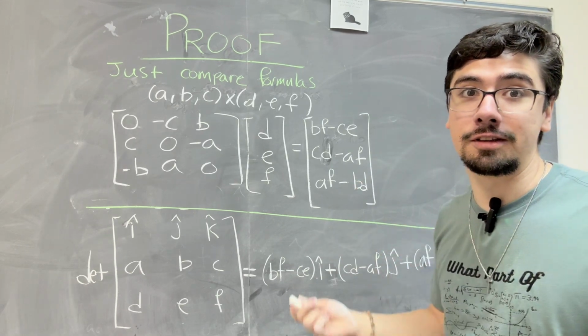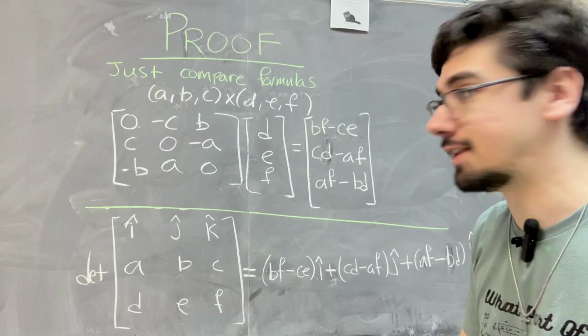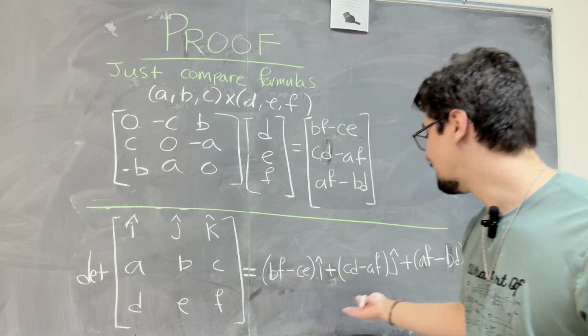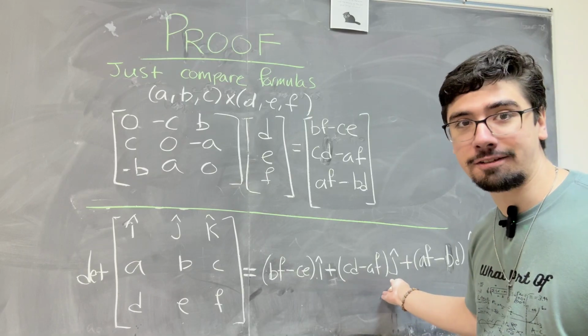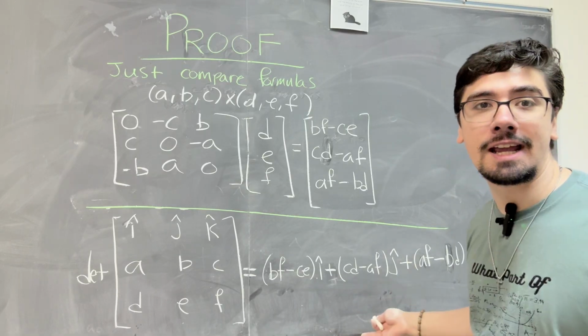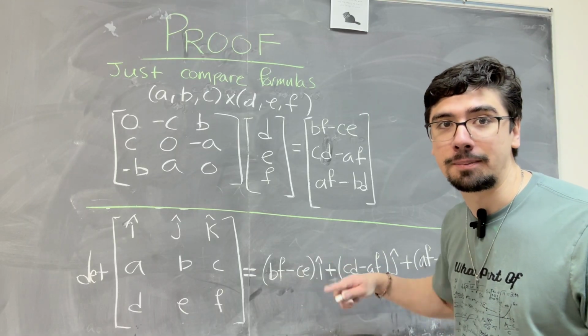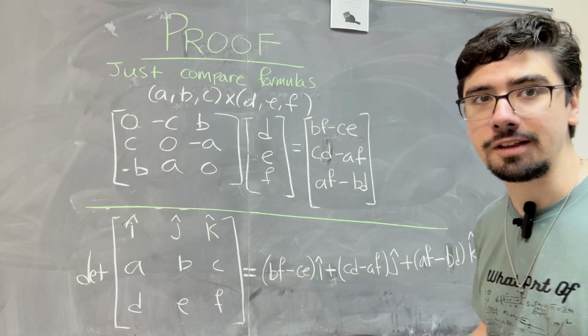But if I take it using the determinant approach, well, then what do I get? Well, for the i hat entry, that's B F minus C E. For the j hat entry, C D minus A F. And the k hat entry, A E minus B D. Notice that I swapped these around because when you take the negative of a negative, you get a positive. So, something to watch out for there.